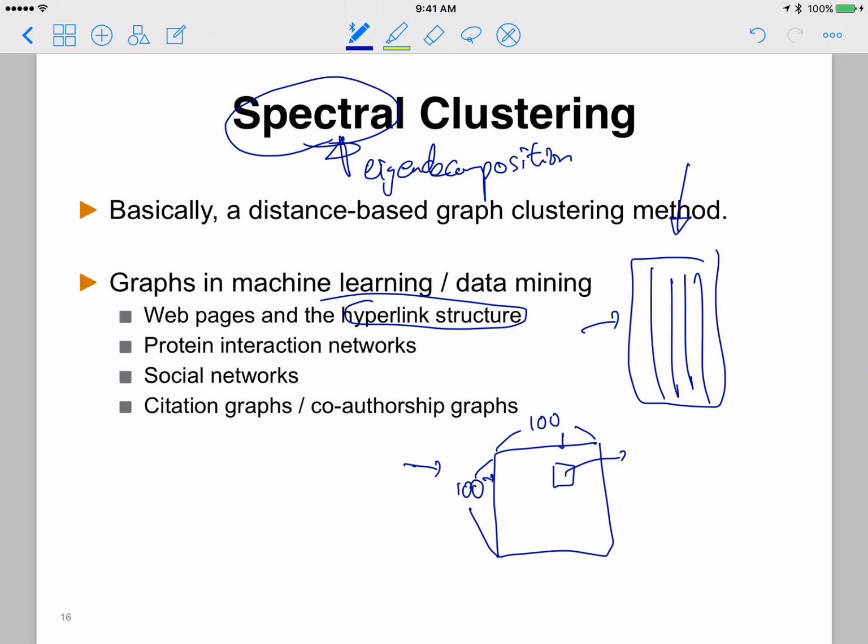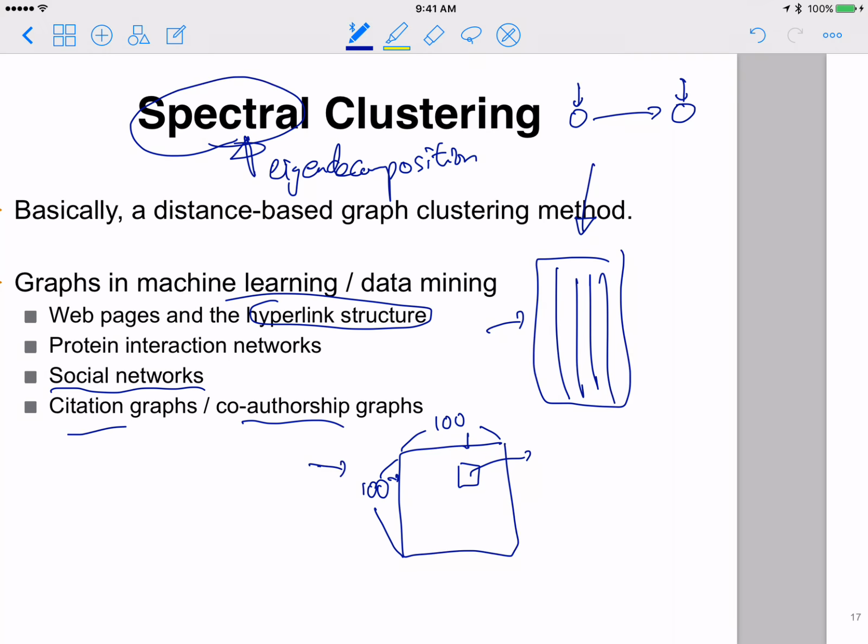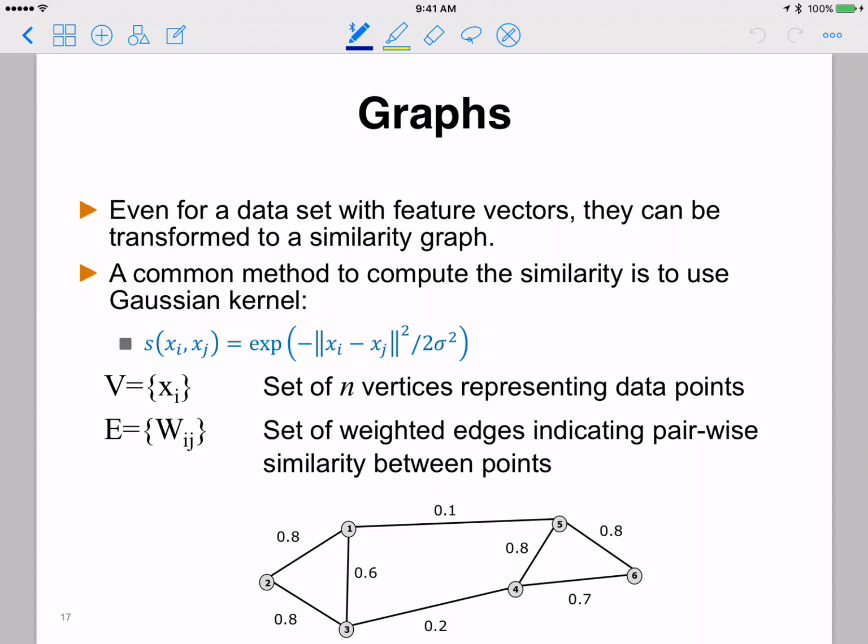Examples include hyperlink structures among websites. If one website has a link to another website, we can view that as an edge from one website to another. In this case, we can view them as having high similarity. Also friendship networks in social networks, and citation and co-associate graphs, can be viewed as graph input.